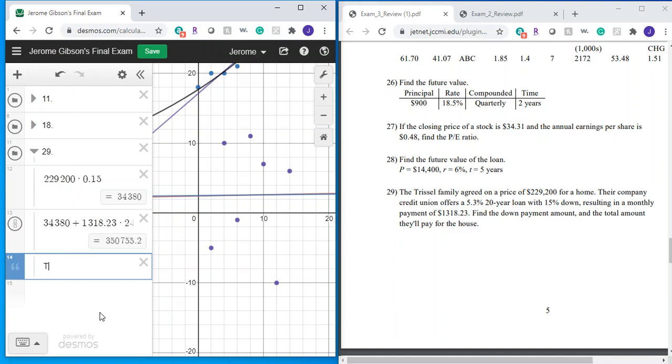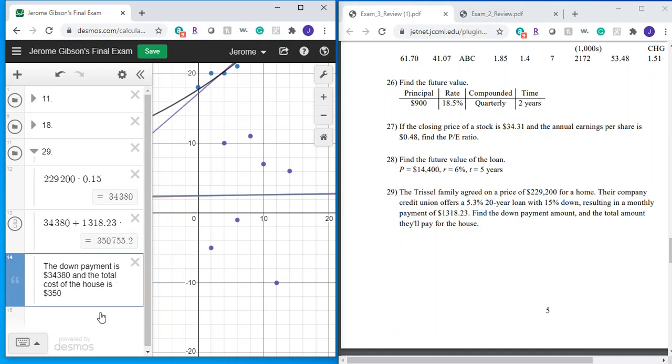The note, you would say the down payment is $34,380, and the total cost of the house is $350,755, and it'll be 20 cents. Now, if you want to add in a comma, you can. You don't have to. And then that will be your final answer for this problem 29.